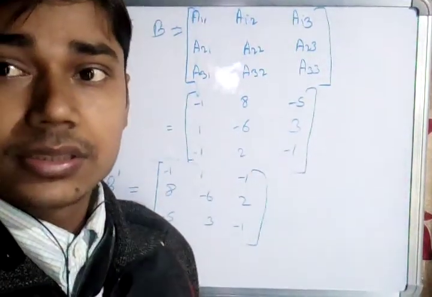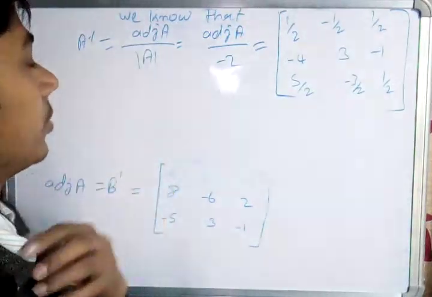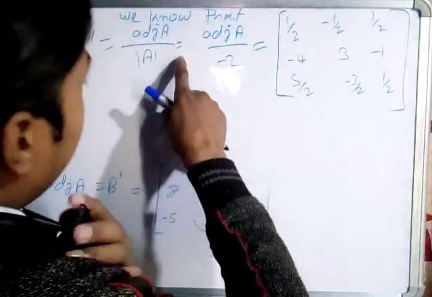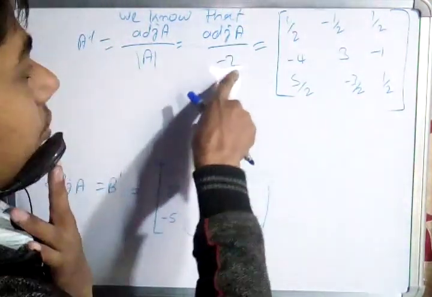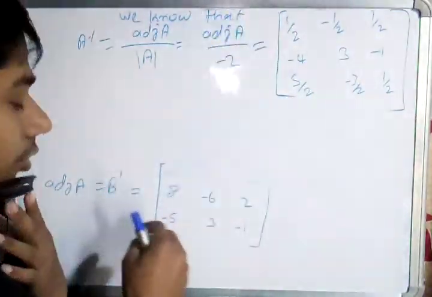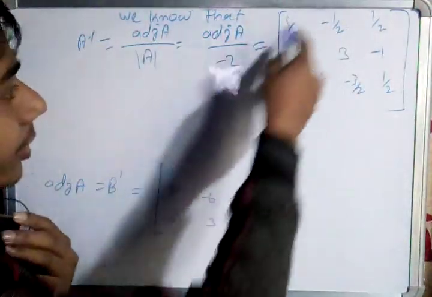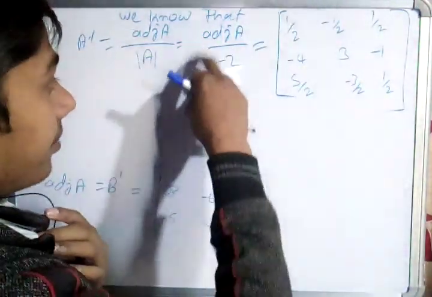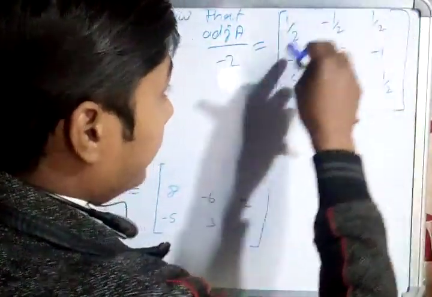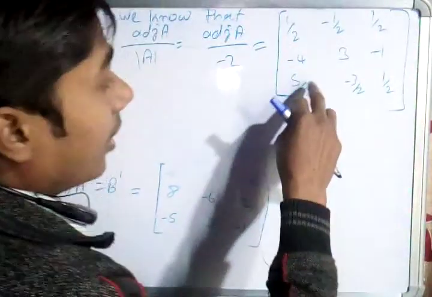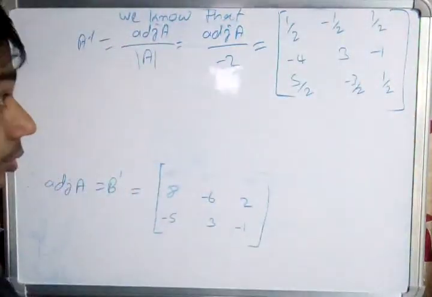And we know that A inverse is equal to the adjoint of A divided by the determinant of A, which is the adjoint of A divided by minus 2. The adjoint is the transpose of the B matrix. Substituting the value of the adjoint of A and dividing by minus 2, we get 1/2, -1/2, -4, 3, -1, 5/2, -3/2, 1/2.